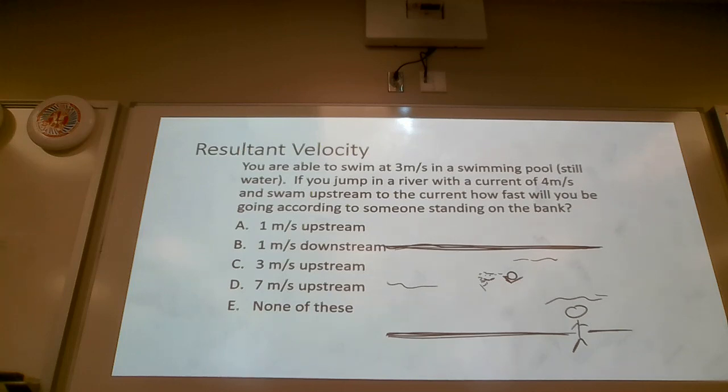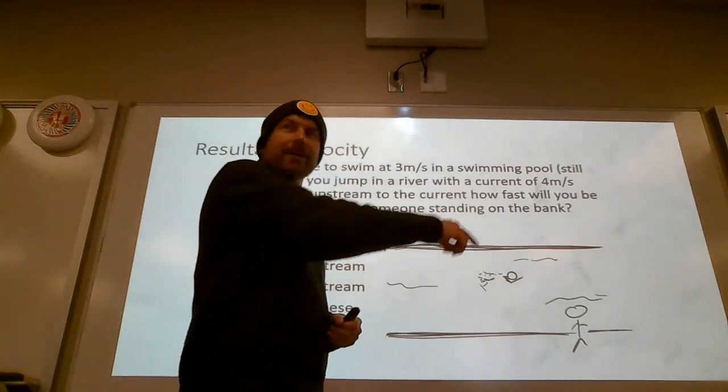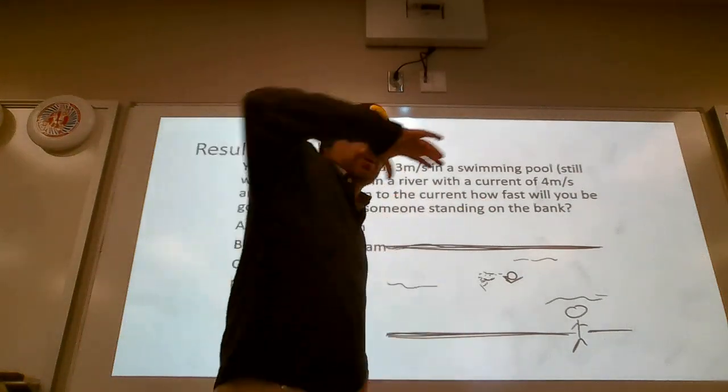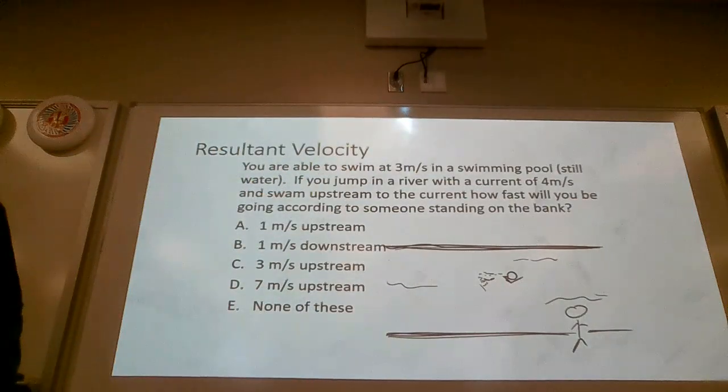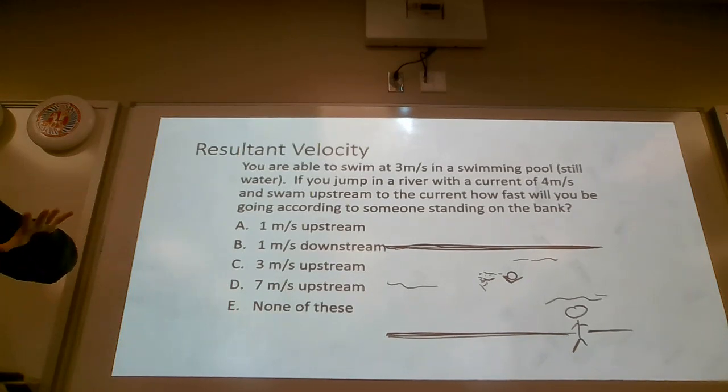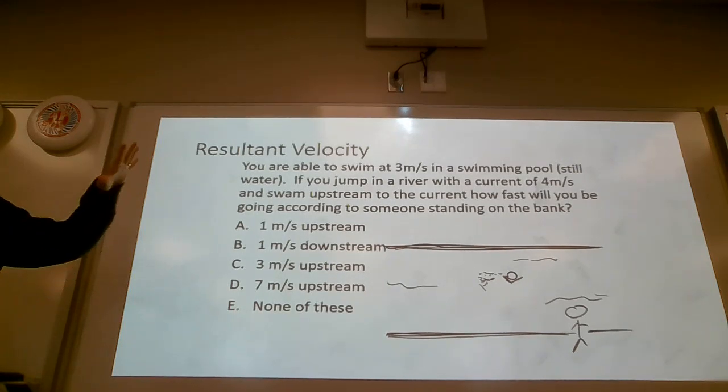Talk to your neighbor. Correct answer is B. What's that going to look like? You're swimming this way. The current's going that way. Probably shouldn't be swimming in that river. That makes sense? Okay. So do you see how resultant velocities can be played out in life?